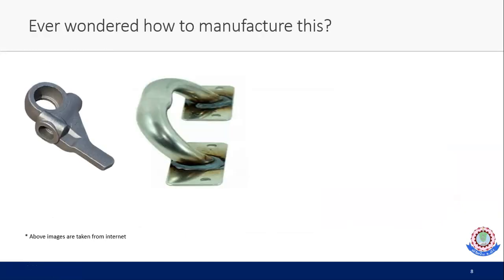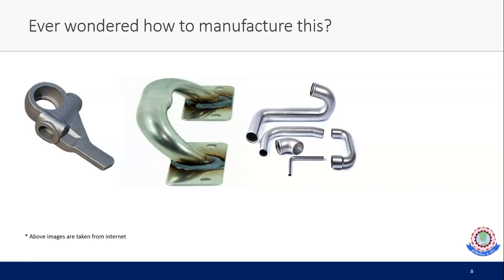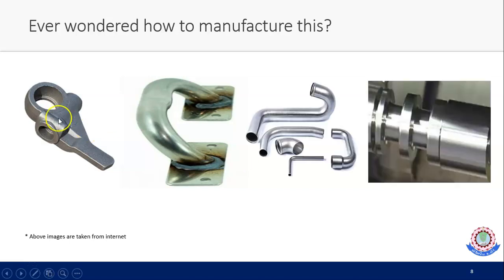This is one of the products. This is also one of the products. This is also one. These products can be fabricated with the help of casting. This we can do with the help of welding. This we can do with the help of metal forming. We can make bending and all those things. This is the machining process, right? So these are the products we can make with the help of traditional processes, right?